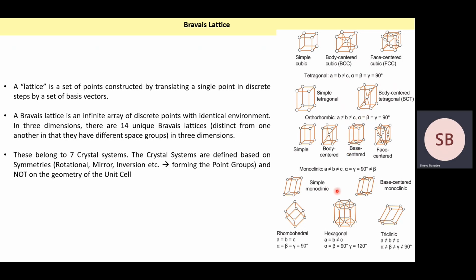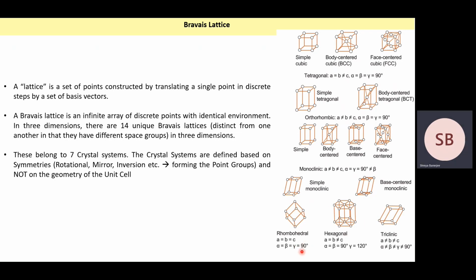Then is monoclinic, where all the sides are of different lengths and 2 angles are equal and equal to 90, but one angle is different. Monoclinic can be simple monoclinic or base-centered monoclinic. The 3 final crystal systems have only one Bravais lattice each.